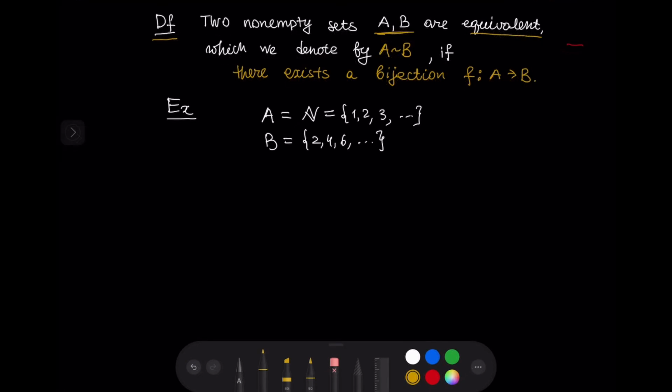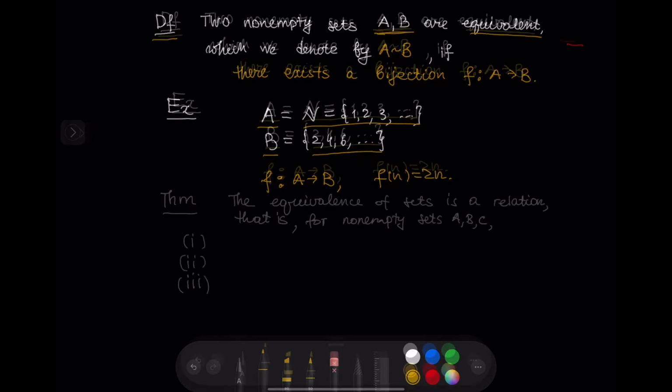So for example, suppose that the set A is the set of all natural numbers and the set B is the set of all even numbers. Then there is a bijection f from A to B defined by f(n) = 2n. We are not going to check that this is a bijection, but you can take my word for it. So these two sets, A and B, are equivalent.